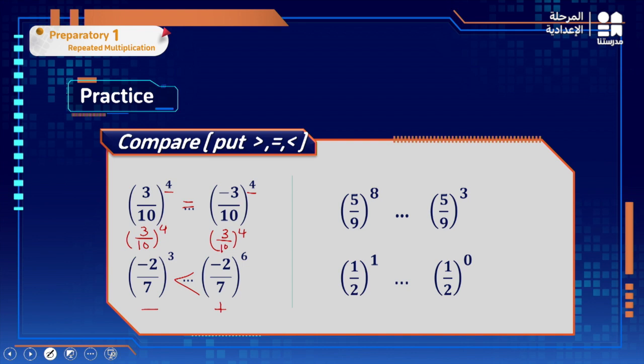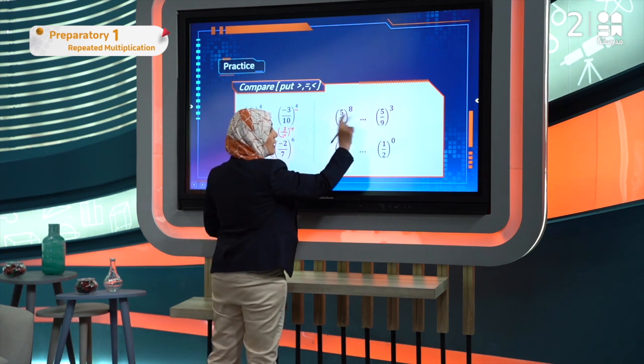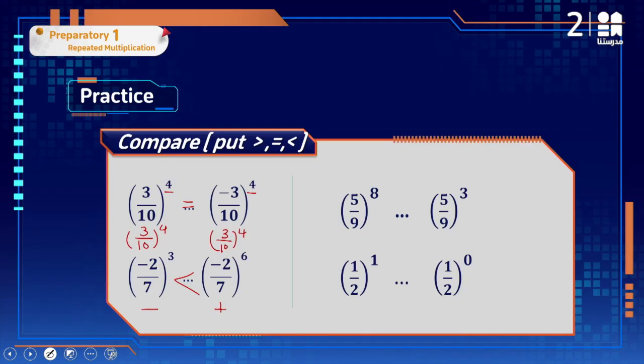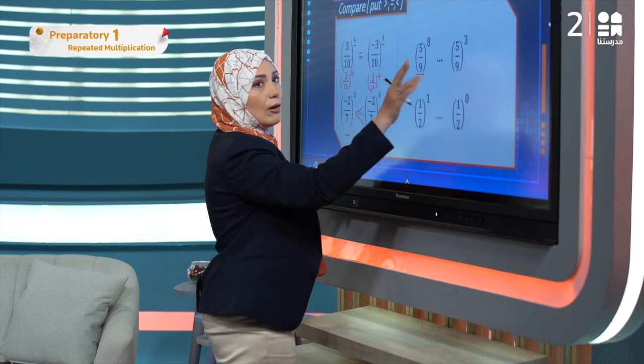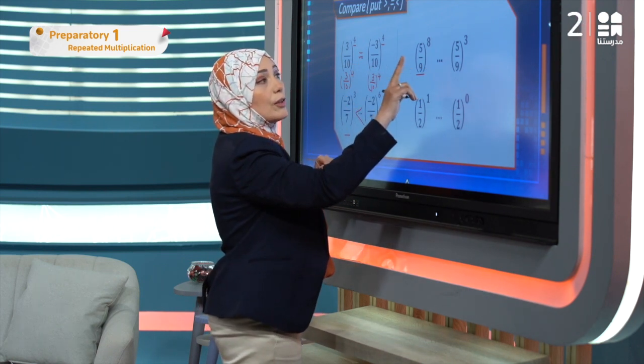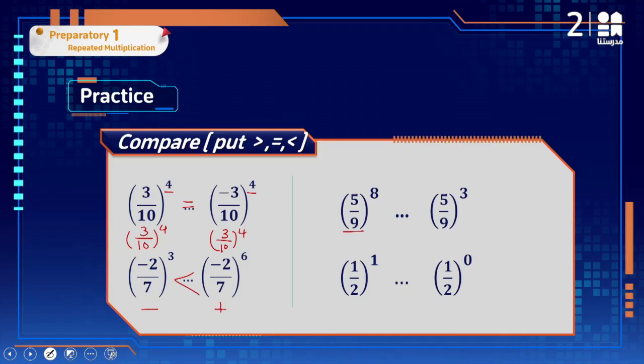What about 5 over 9 to the power of 8 and 5 over 9 to the power of 3? Here we don't have any negative signs, so the same base, which is 5 over 9 in both. So which one has the greater exponent? Of course, the first one. So this quantity will be greater than the second. When we have the same positive base, the number that has the greater exponent will be greater.